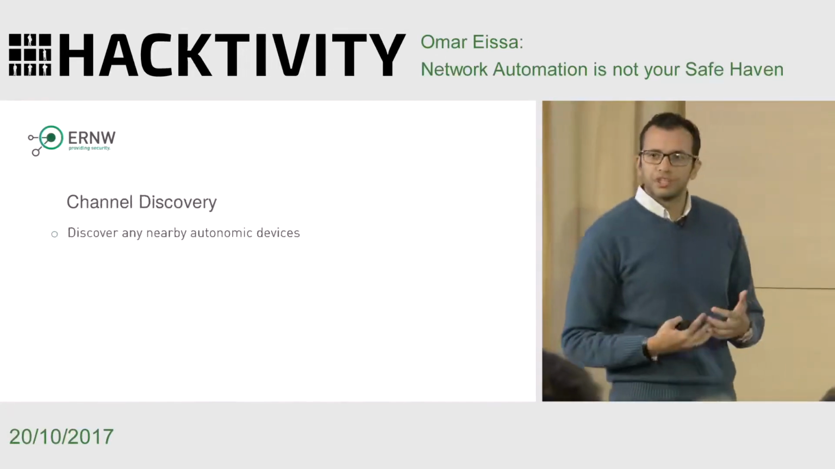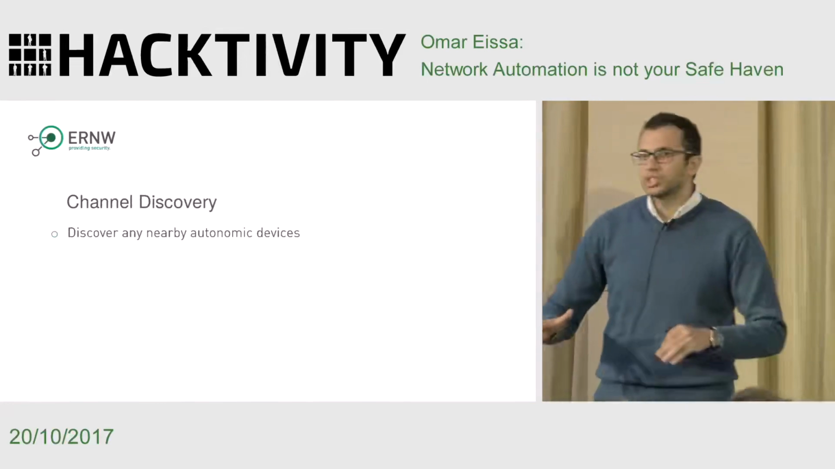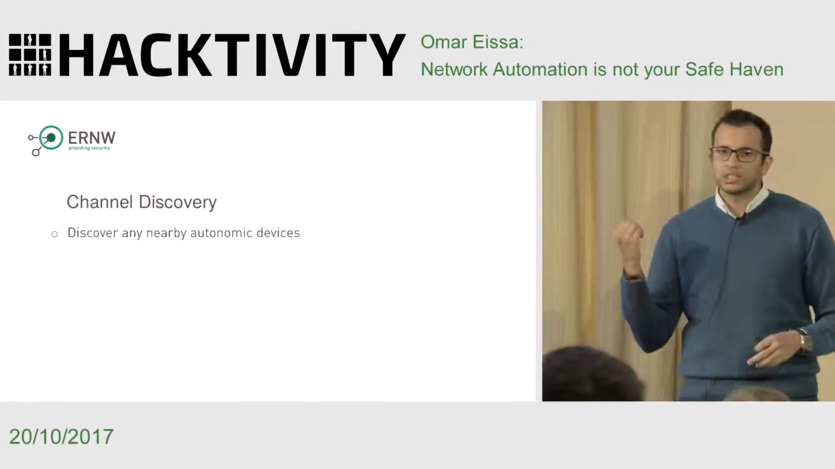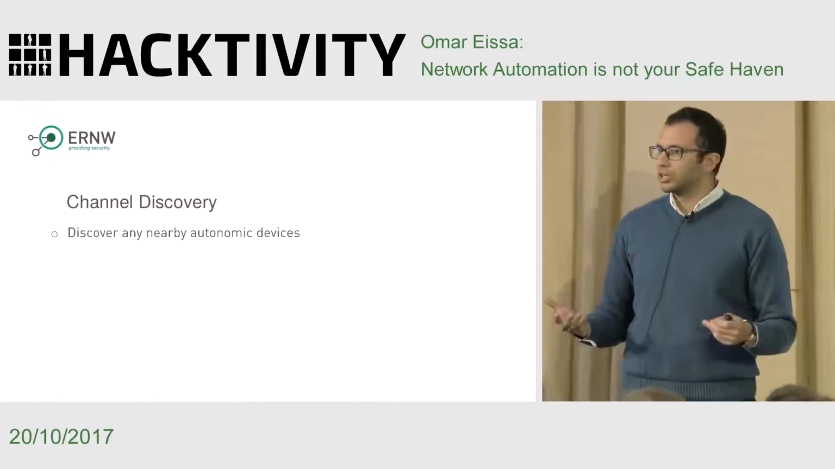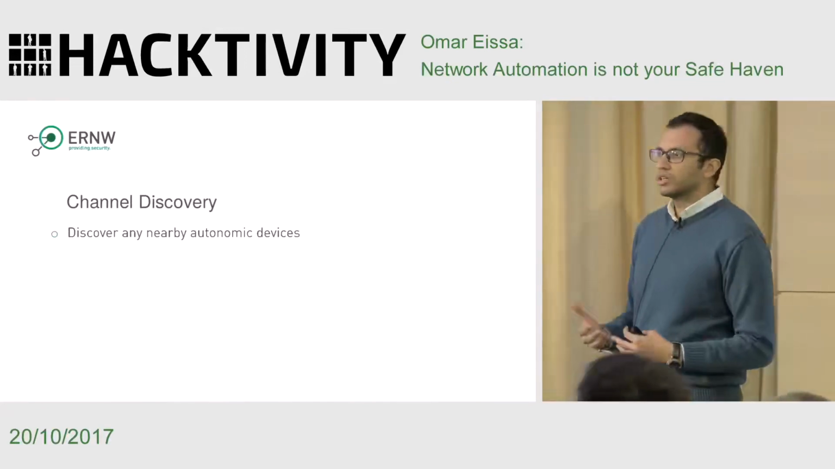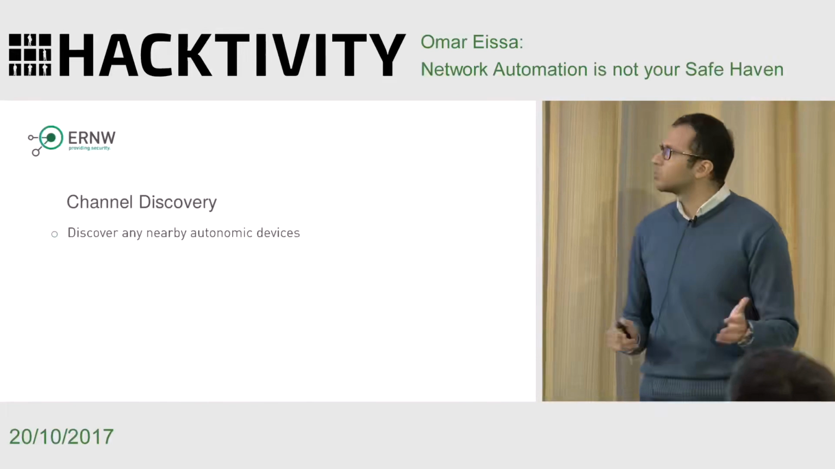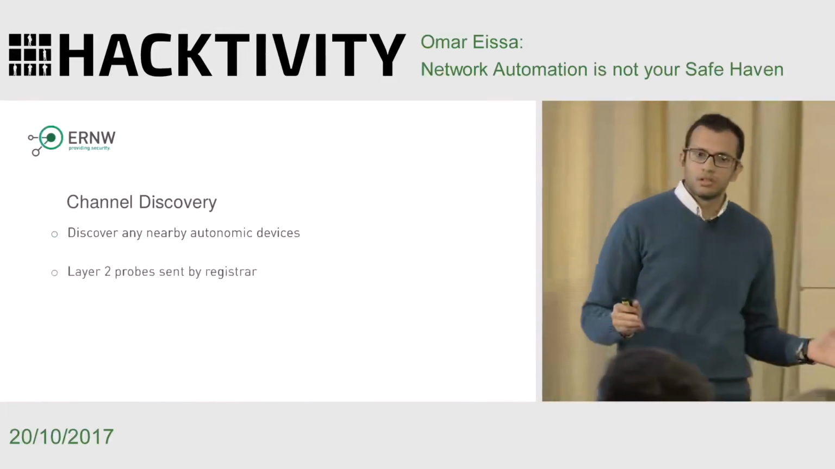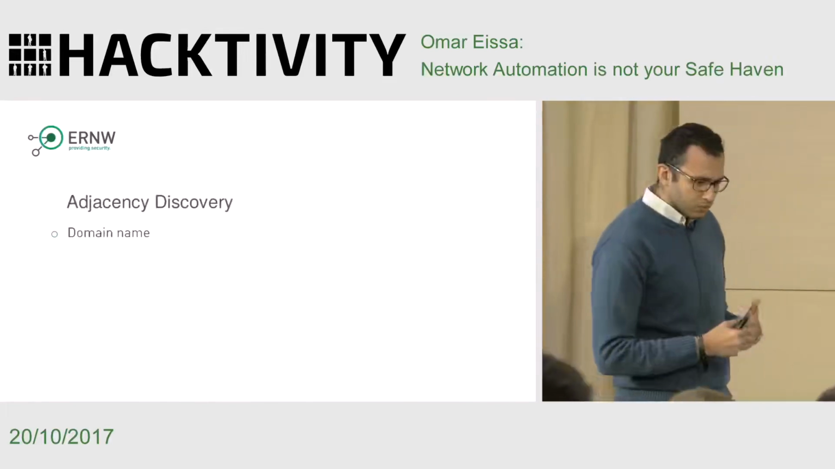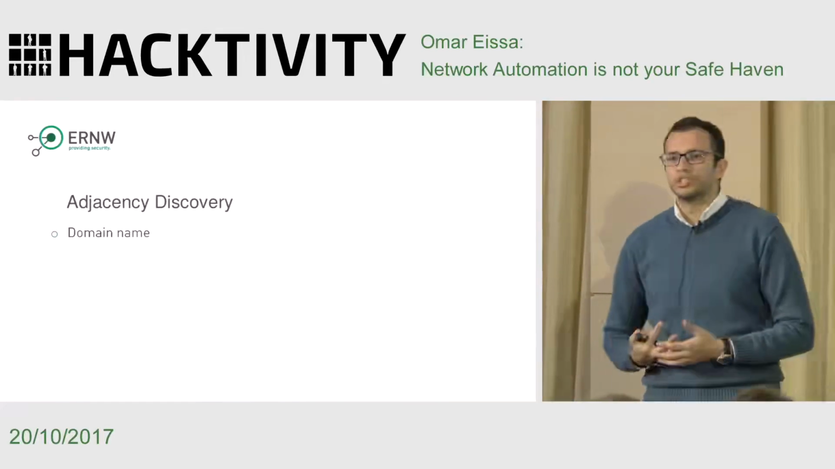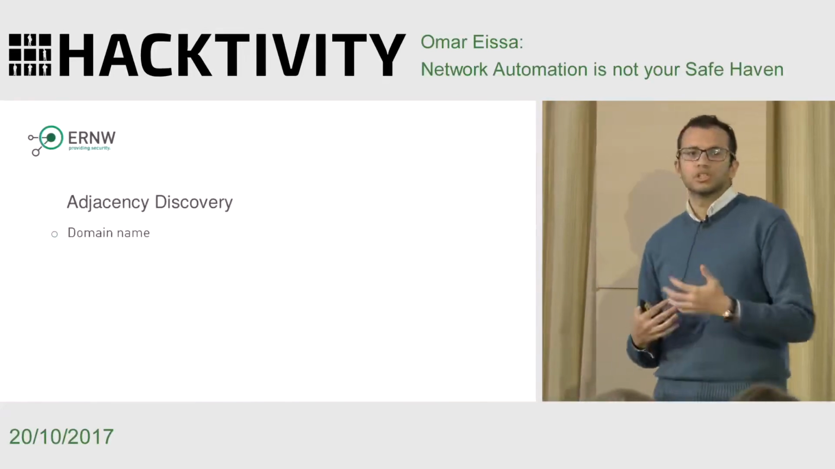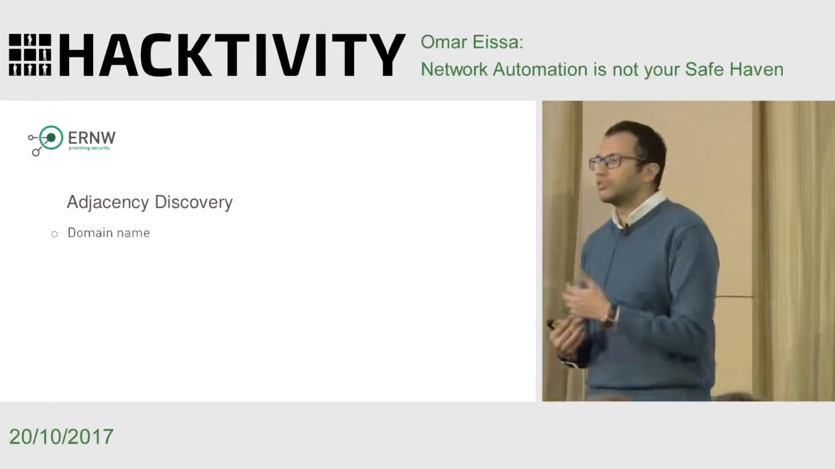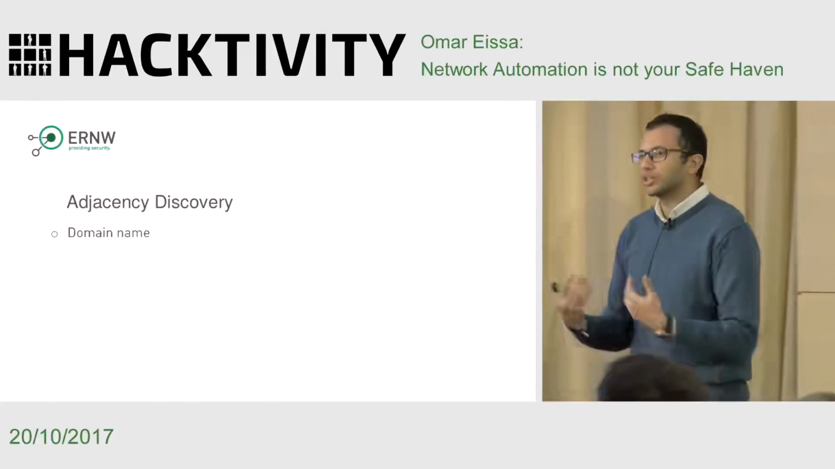For the channel discovery, it's somehow like this: one single device, which we call the registrar, is sending layer 2 probes, searching: is there any autonomic device around? Just sending, sending, sending. That's all that's being done here. Once it finds the device, we start with the adjacency discovery. This registrar starts by saying, well, I support this domain or this network. Would you like to join mine?